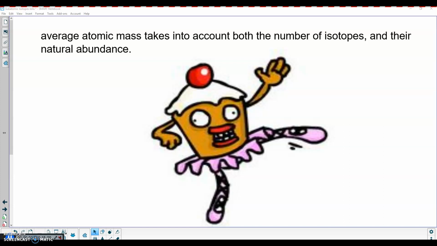All right, I'm going to give you a quick lesson about average atomic mass and percent abundance. Average atomic mass takes into account both the number of isotopes and their natural abundance. But really what it's looking at is, out in nature, what percent are this mass compared to the percentage of the other masses. And I'm going to give you an analogy to start out.